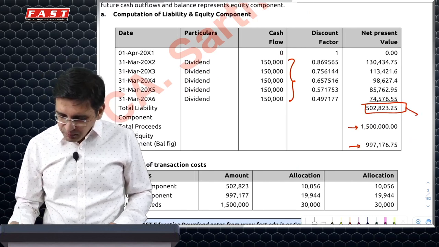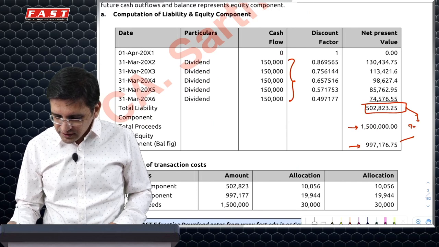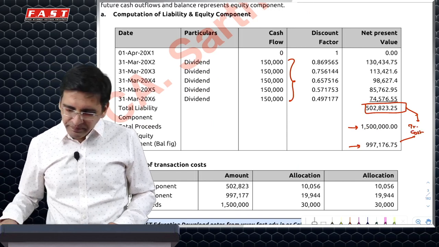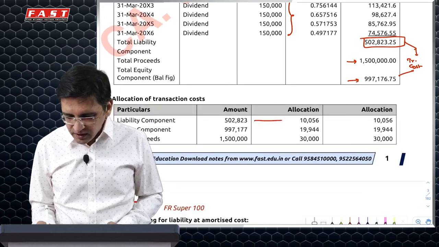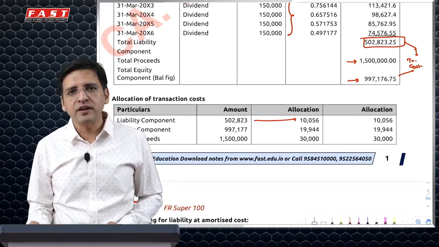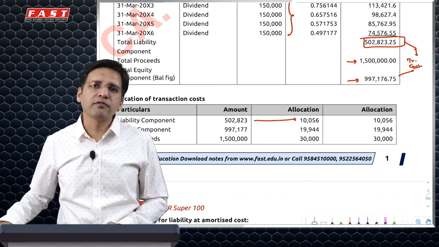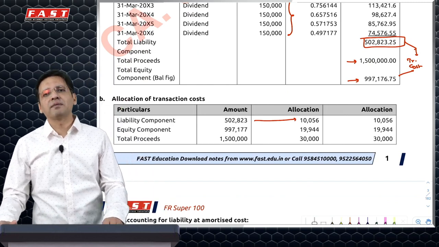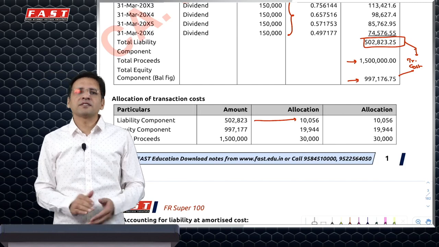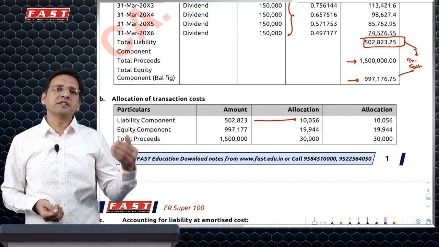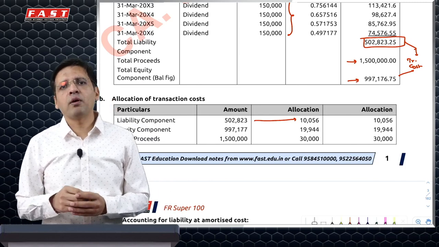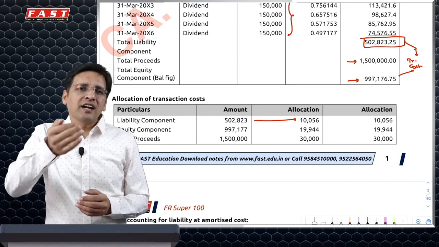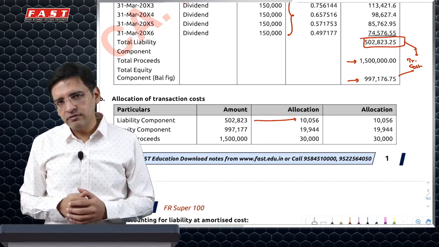In this particular proportion, you will have to split the transaction cost of 30,000. And once you do that, you will understand that the liability component gets an allocation of 10,056 rupees of transaction cost. Now we know initially we recognize a financial liability at the fair value plus or minus transaction cost. Transaction cost usually would be deducted because you will have to pay it out of your pocket. So that is the amount of money which you basically raise and retain. So it is netted off.